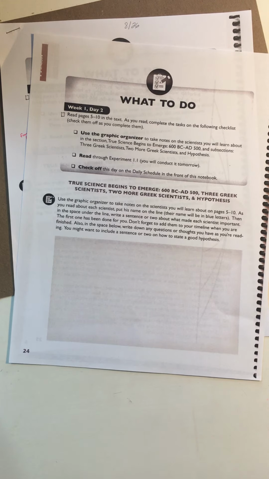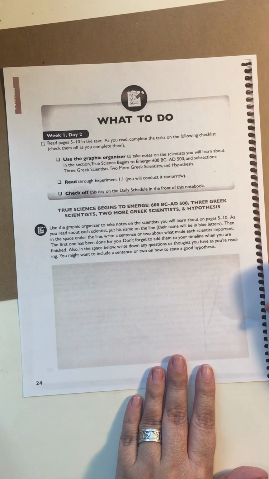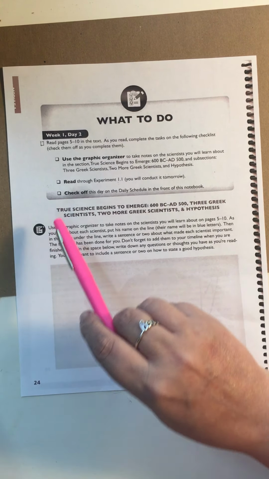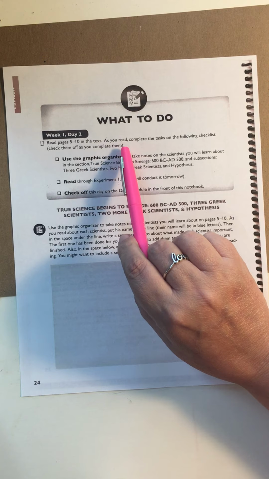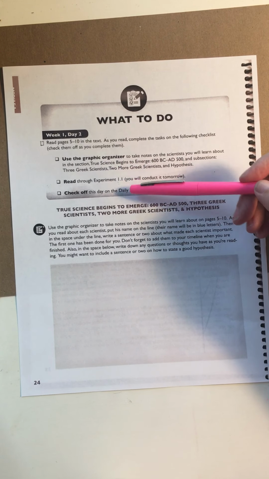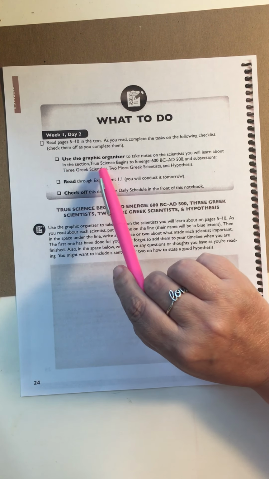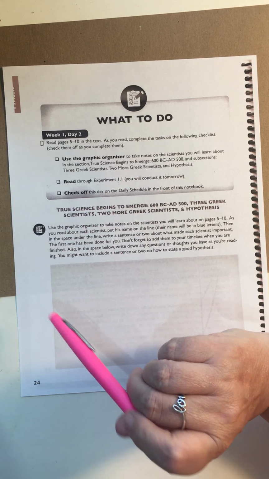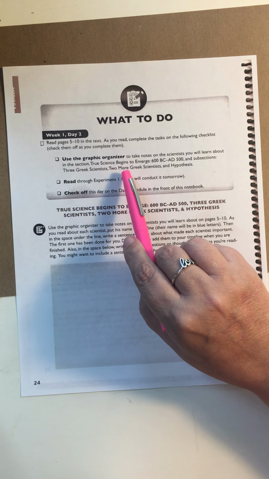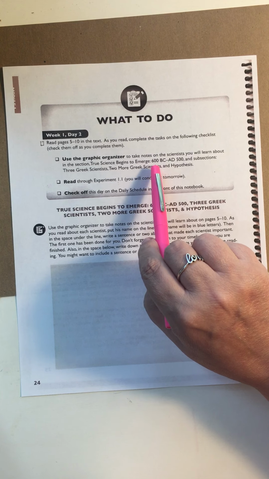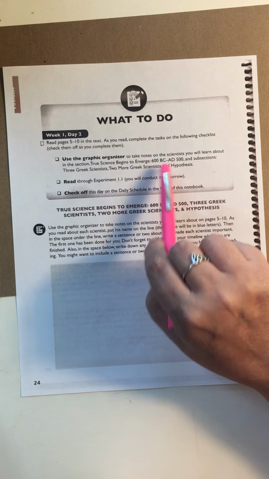Okay? Now, let's go to day two. We're on week one, day two. All right, so up here it says we're going to read pages 5 through 10 in the text. As you read, complete the tasks on the chart or on the checklist and check them off as you complete them. First of all, it says to use the graphic organizer to take notes on the scientist you will learn about in the section that you're assigned to read, which is True Science Begins to Emerge 600 years before the birth of Christ up to 500 years after the birth of Christ.